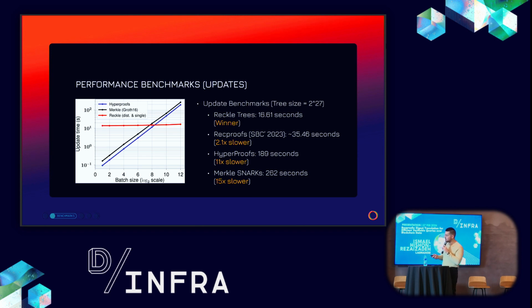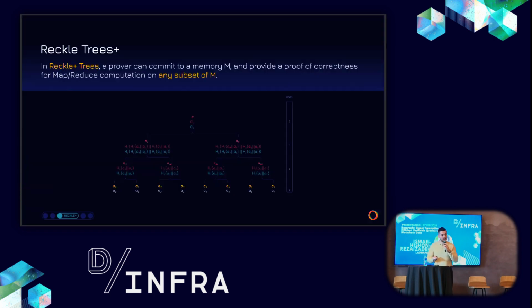And these were done for large batch sizes of up to 2 to the 27 in terms of the size of the tree. So our team has also proposed in the Reckle tree paper a very recent, actually very interesting extension of Reckle trees, which we call Reckle plus trees in homage to B trees, or B plus trees. In Reckle plus trees, a prover commits to some memory M, and then proves the correctness of both the inclusion of a subset of M and then a map or reduce computation over that subset.